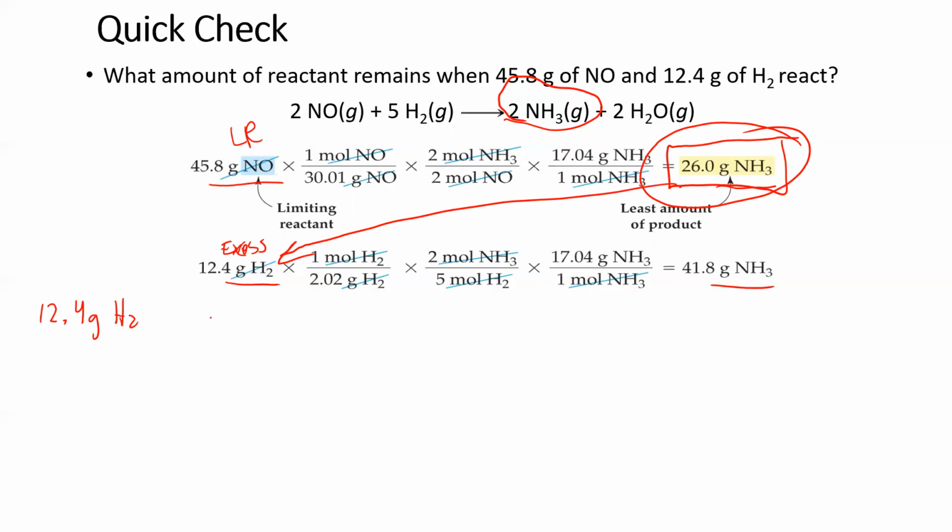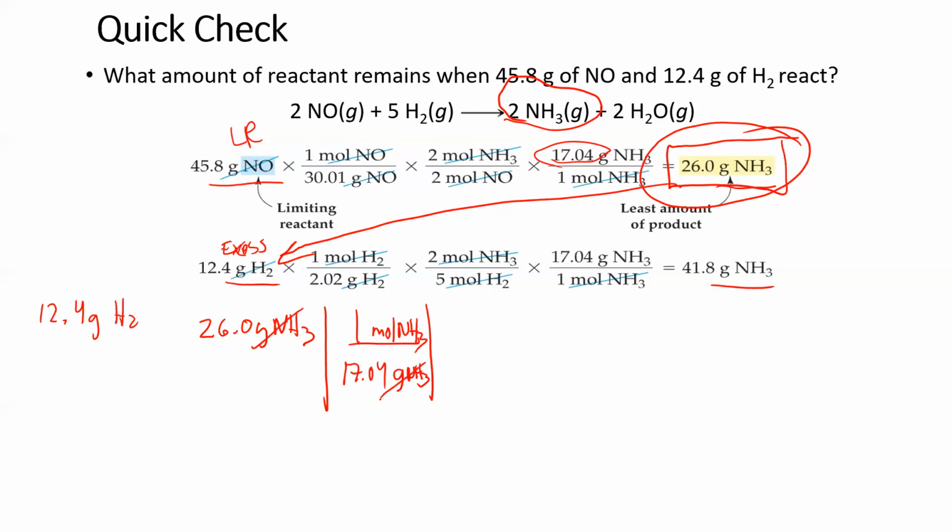So I have 26.0 grams of ammonia, and I need to convert grams of ammonia to moles of ammonia. How do I do that? Well, 1 mole of ammonia, and it even says right here, is 17.04 grams.